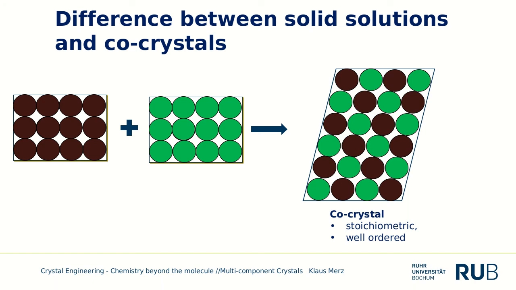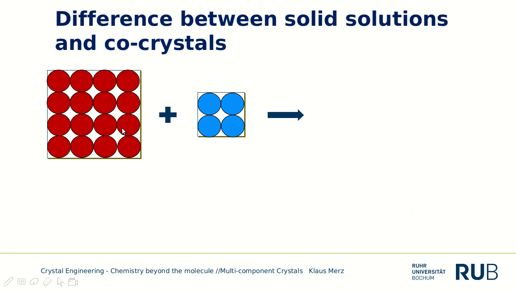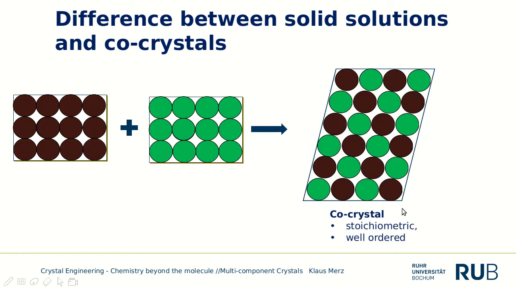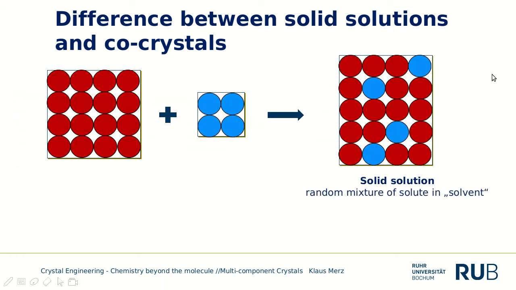Okay. In the case of a solid solution, once again two components, well, this is the result. You have a random mixture. One component in the other component. This is the reason it's called solution. You see here, this is not the same environment of a blue one here in comparison, for example, with this one or this one here. It's not exactly the same. Once again, this is well ordered, whereas you have a random mixture. Okay, this is the difference.